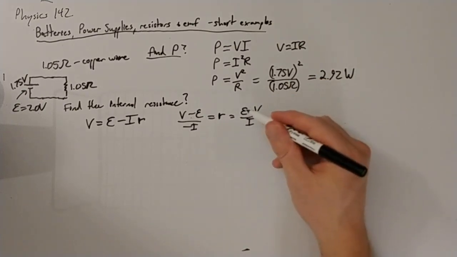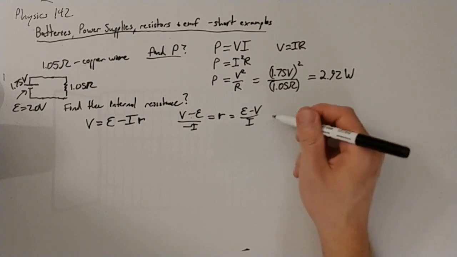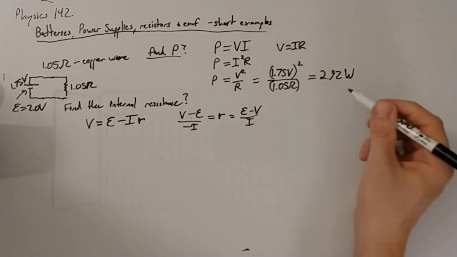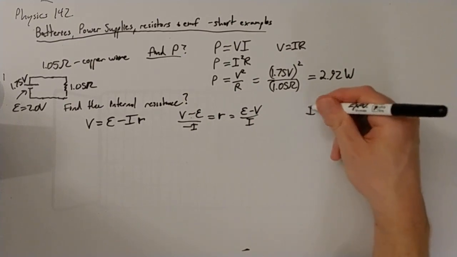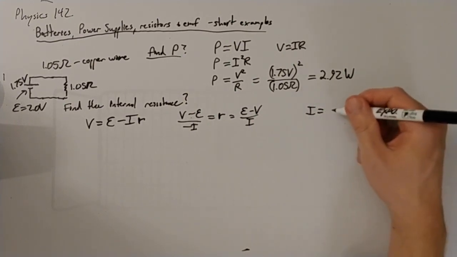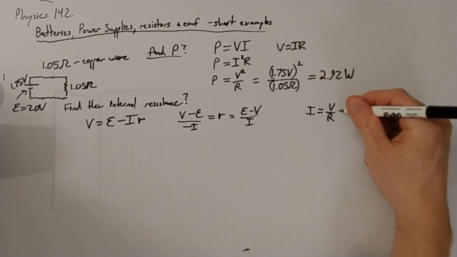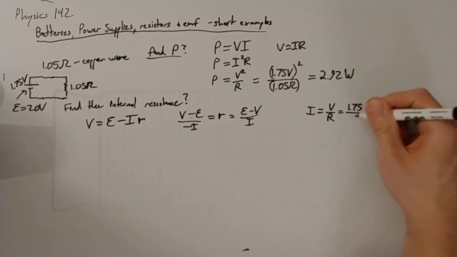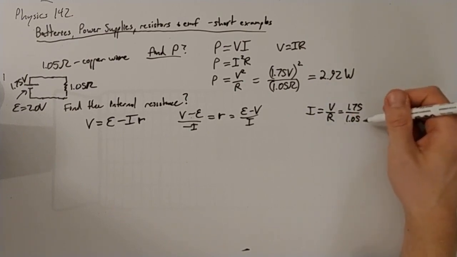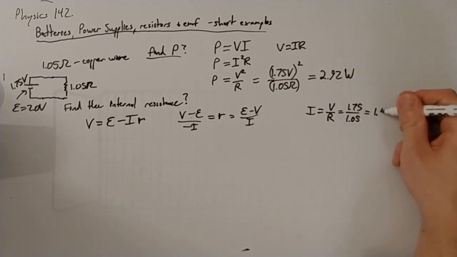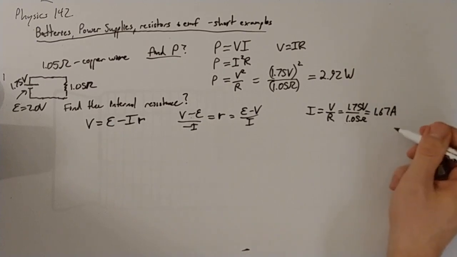Well, we know EMF, that's 2. We know V, that's 1.75, right? But we don't know the current necessarily, so we need to go back and actually calculate the current. Conveniently, we can do that, right? The current is just going to be V divided by R, and we know V and R. That's going to be 1.75 divided by 1.05, and when we do that, we get 1.67 amps, right? Volts, ohms here, so 1.67 amps.